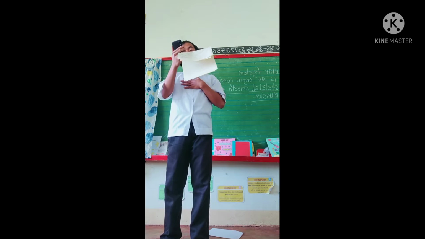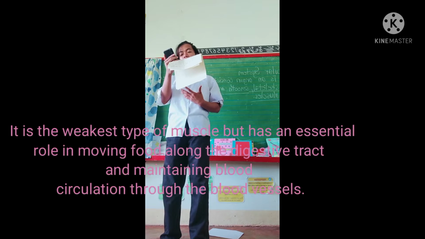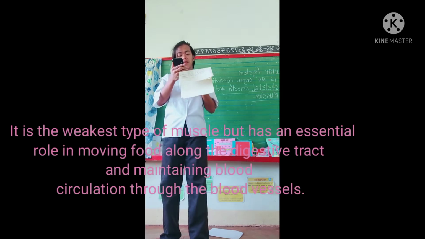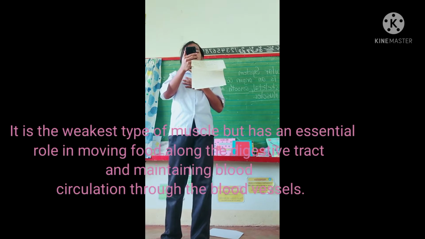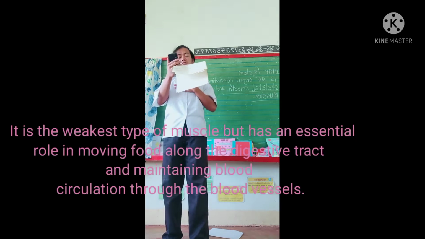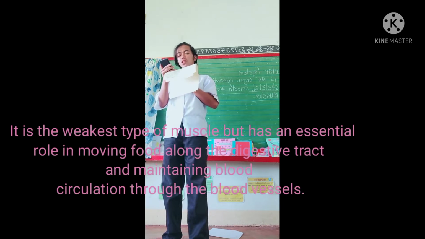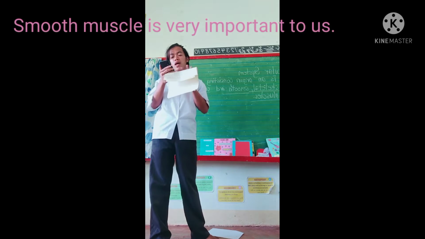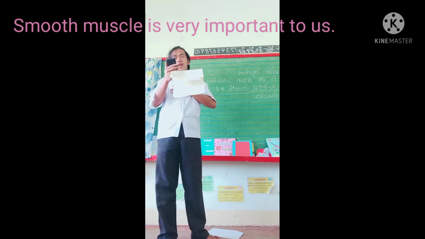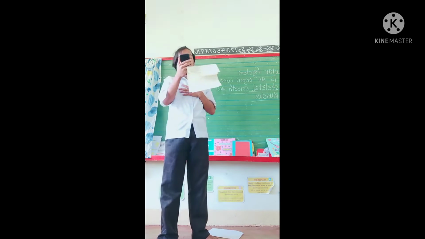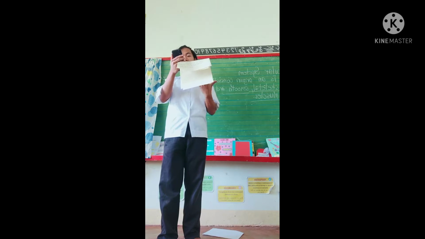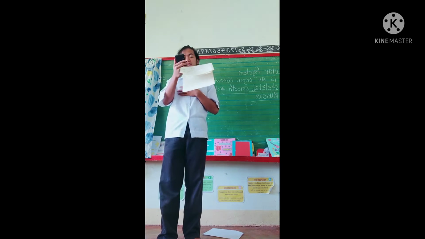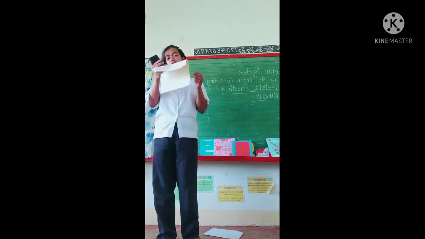Smooth muscle is the weakest type of muscle, but has an essential role in moving food along the digestive tract and maintaining blood circulation through the blood vessels. So smooth muscles are also very important to us, because of our digestive tract and the blood vessels, the organs and stomach. It is also known as visceral muscle.